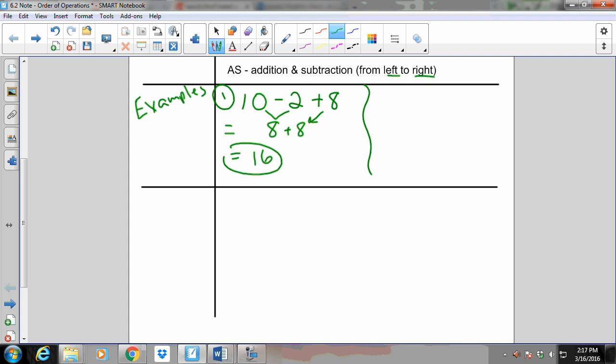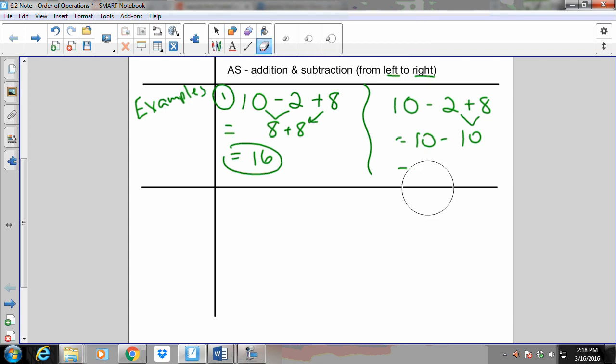Don't write this next thing down, but I want to show you what will happen if you do it out of order. Instead of doing the subtraction first, if you do this addition first, you're going to end up with 0, a completely different answer and a completely wrong answer. So don't do it that way. It's important you do the order of operations.